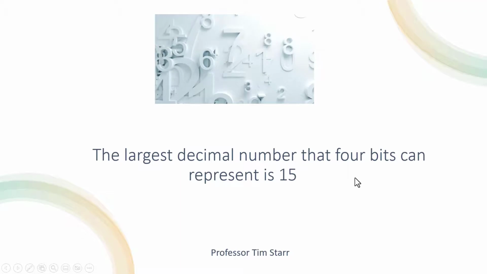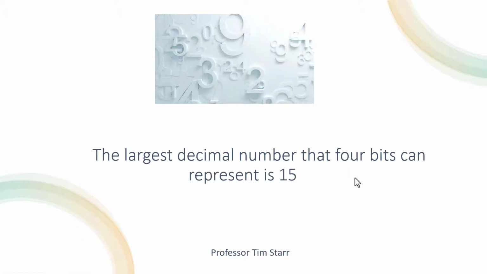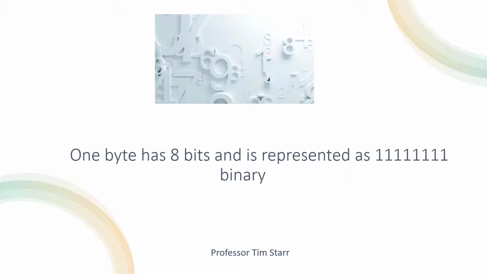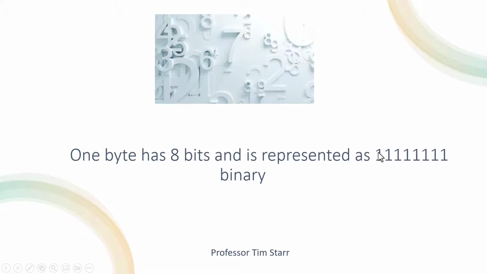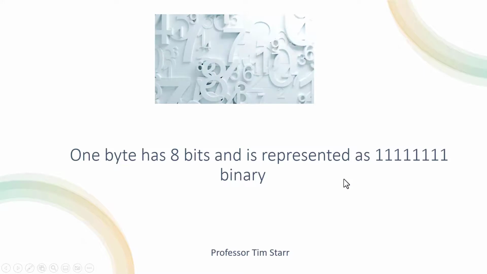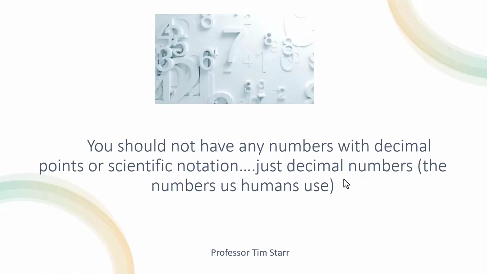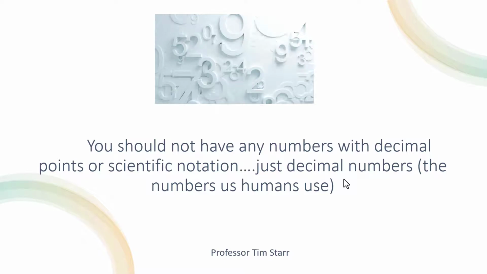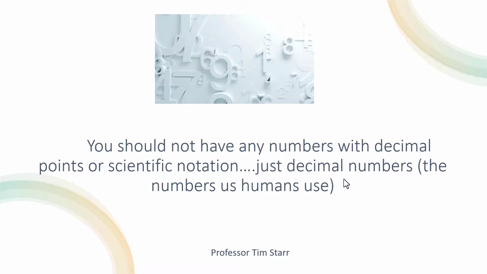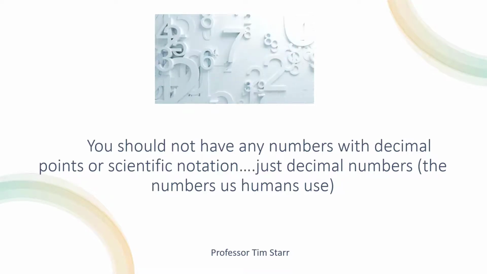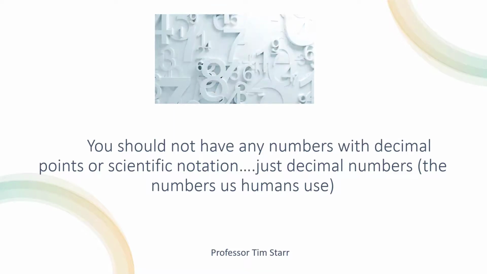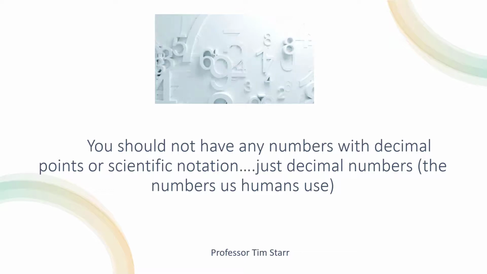Now, there are some things that I'm looking for in this particular assignment. In some cases, I may ask you, what's the largest decimal number that a byte can represent? Well, a byte is going to be 8 bits on. So right here is the binary 8 bits. That's a byte of information. And you would just simply add those up. When you get done, you should not have any numbers with decimal points or scientific notation. It should just be decimal numbers, the numbers that us humans use. So if you go through this and you end up with decimal points or you end up with scientific notation, you've done something wrong.